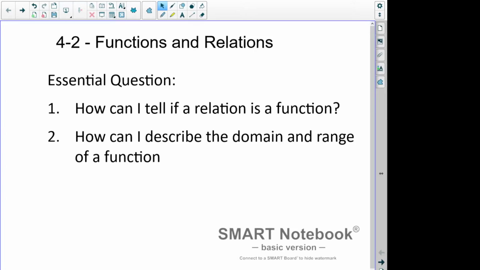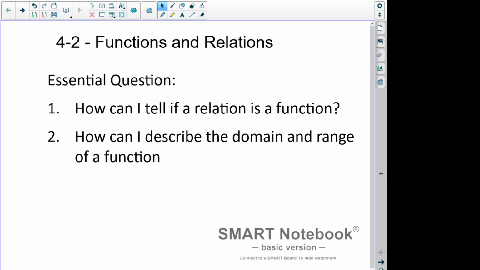Hi everyone. So this is Algebra 2. This is lesson 4.2. Today we're going to talk about functions and relations. And so kind of two big things, right? Our goal is to be able to tell the difference between a function and a relation.